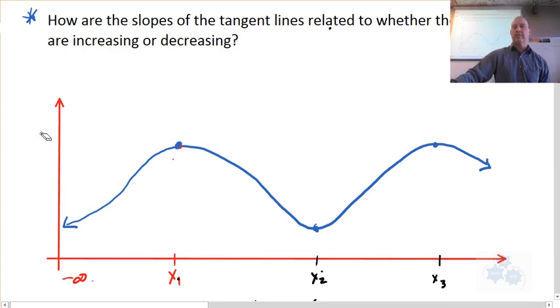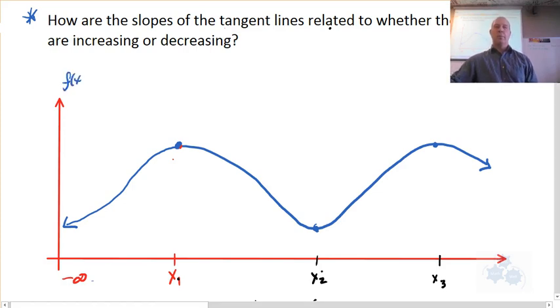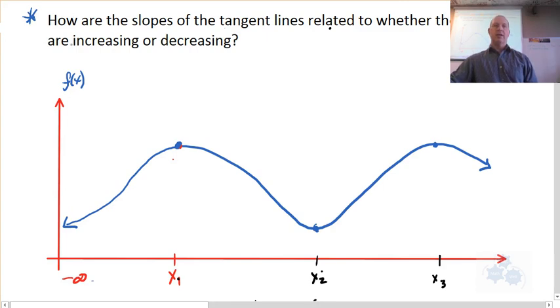So recreate this. And then we're going to try to identify intervals where the function, f of x, is increasing and where it's decreasing. So let's say the function is increasing. Where on this graph is it increasing? From negative infinity to x1. So from negative infinity, right here, increasing, to x1.